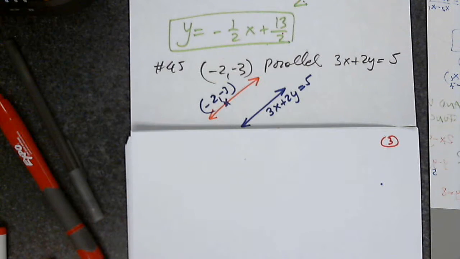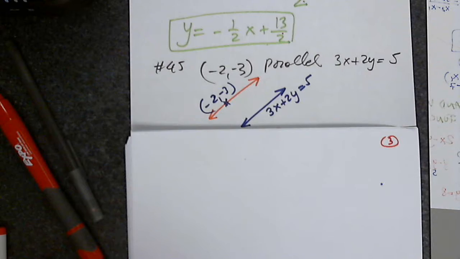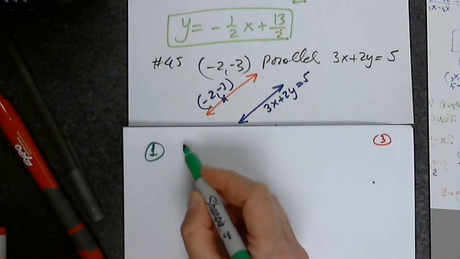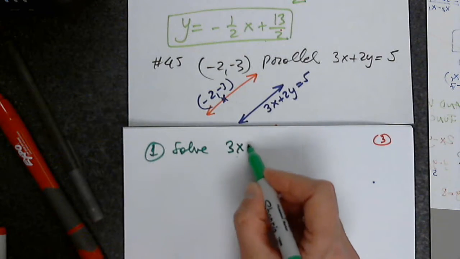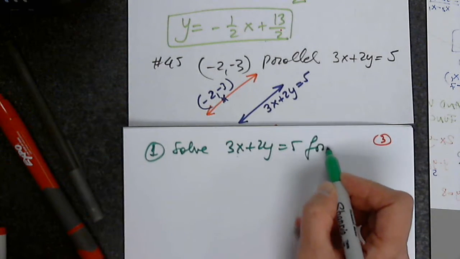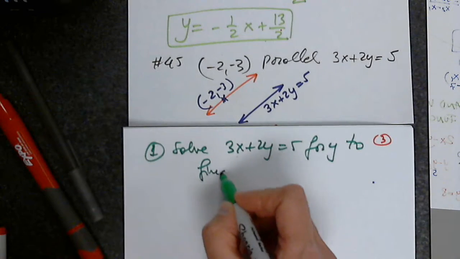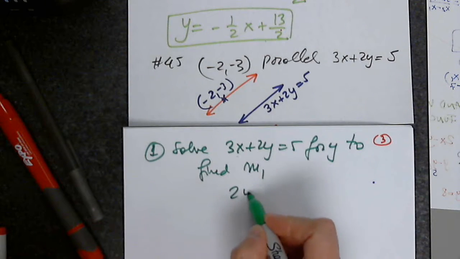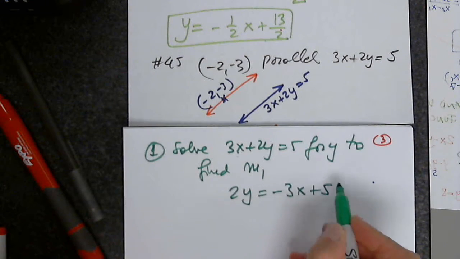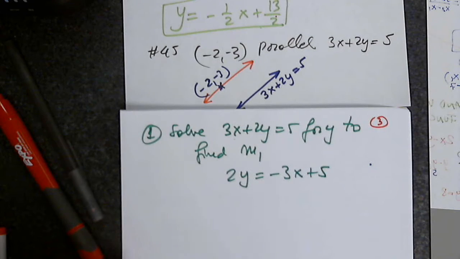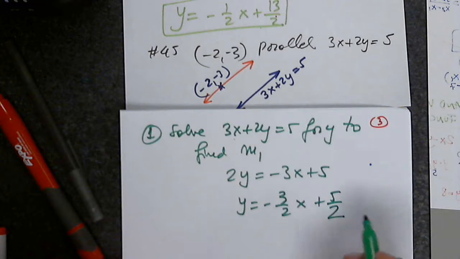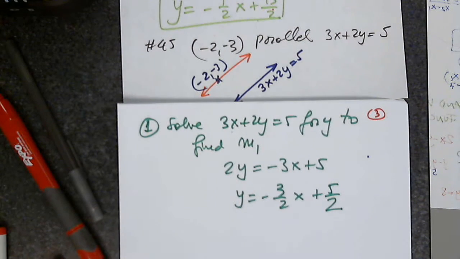Can anyone give us the first step? Solve 3x plus 2y equals 5 for y to find m1. So this is 2y equals negative 3x plus 5. So therefore y equals negative 3 halves x plus 5 halves. Remember, we have to divide term by term.